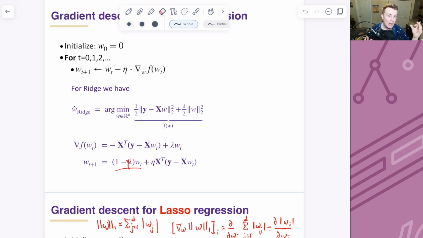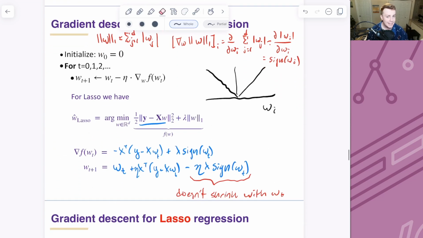Because eta is in this context fixed, it's still okay because we're taking smaller and smaller steps as we get closer and closer to that minimum, that the gradients that we're stepping with respect to is shrinking. So these step sizes are kind of naturally getting smaller. And in fact, as WT approaches 0, the adjustment due to regularization ends up also getting smaller and smaller because it's scaled by whatever value WT is. In the lasso objective, this is not the case.